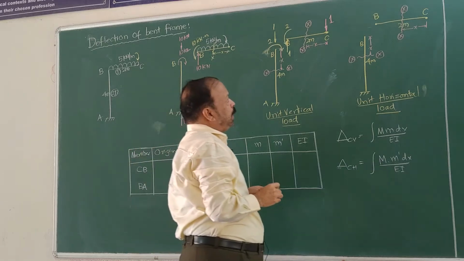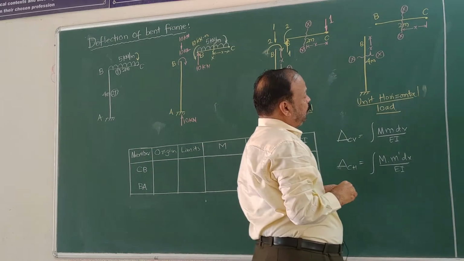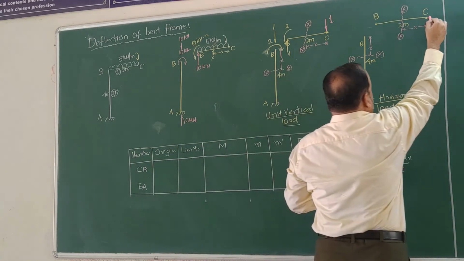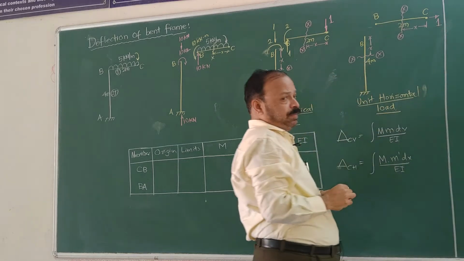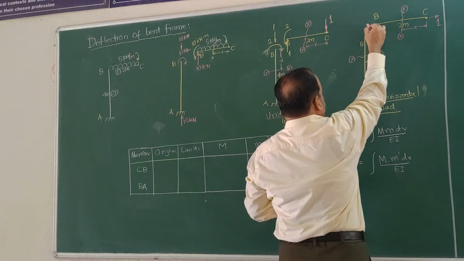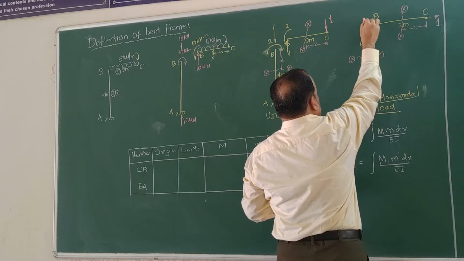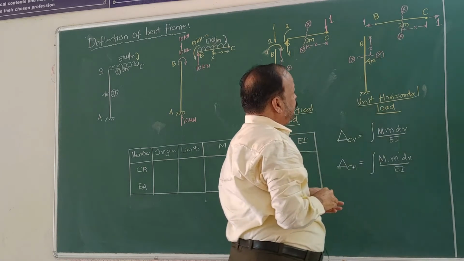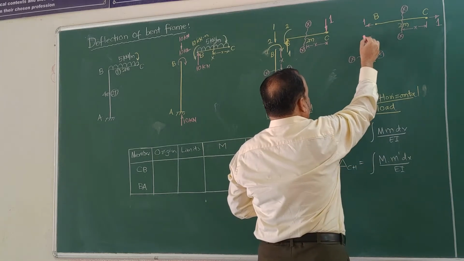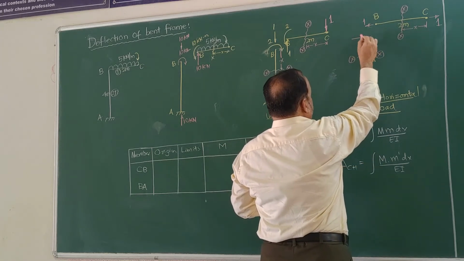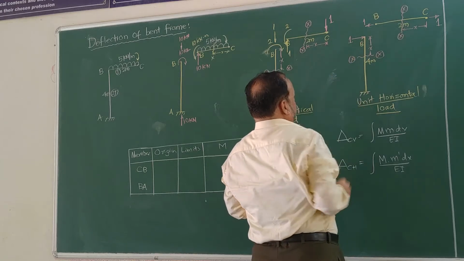Then for calculating horizontal deflection, we apply a unit horizontal load at C. For that, the reaction at B will be equal to 1 towards left. Similarly, the reaction at A will be 1 towards right.